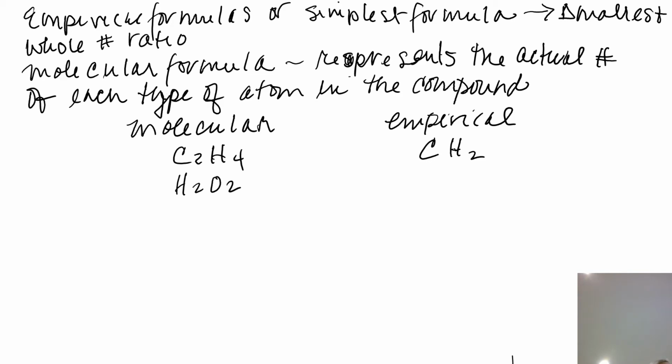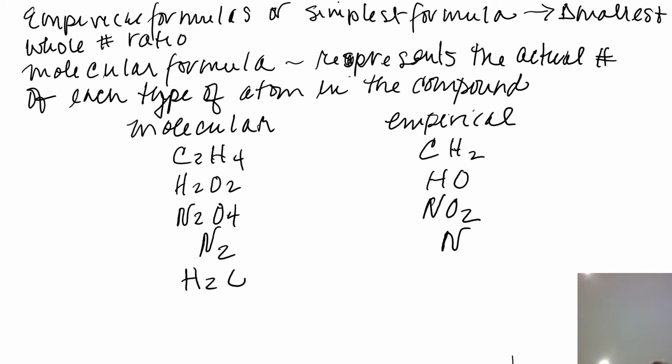H2O2, this is hydrogen peroxide. Empirical formula is HO. N2O4. Empirical formula is NO2. Molecular nitrogen, simply N. And lastly, looking at water, we see that the subscripts cannot be divided by 2 to get whole number ratios between those elements in the compound. So in the case of water, the molecular formula and the empirical formula are the same.